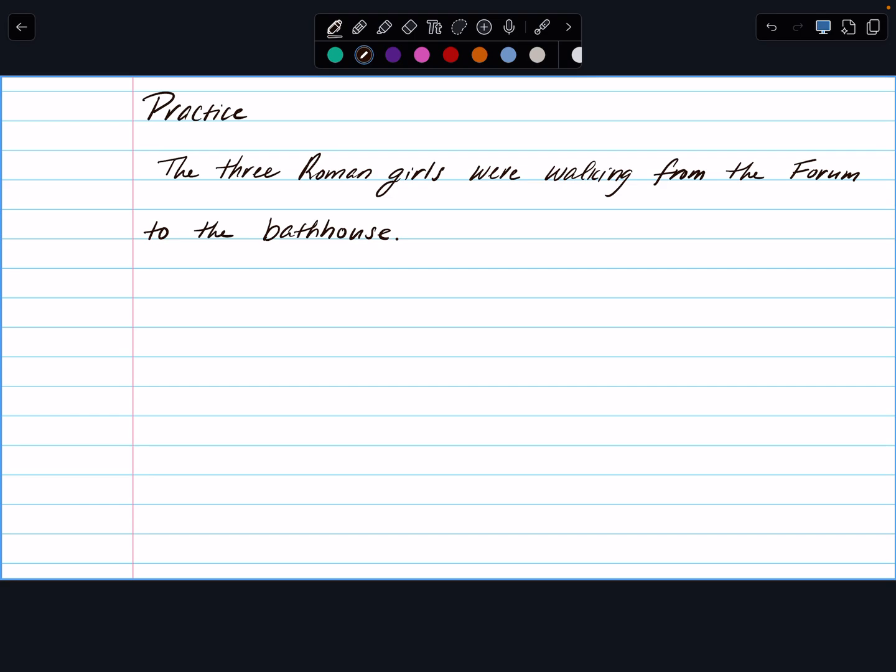All right, so this is our first sentence. The three Roman girls were walking from the forum to the bathhouse. Again, the three Roman girls were walking from the forum to the bathhouse. Okay. So let's take a look. What is the first thing you should always look for in a sentence? Always look for the Jabari? Careful. I mean, subject is important, but there's something, at least in Latin, that will help you even more than just the subject.